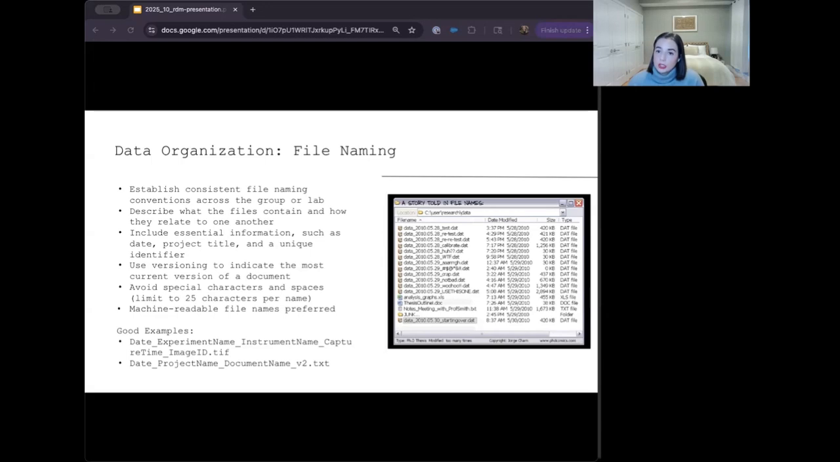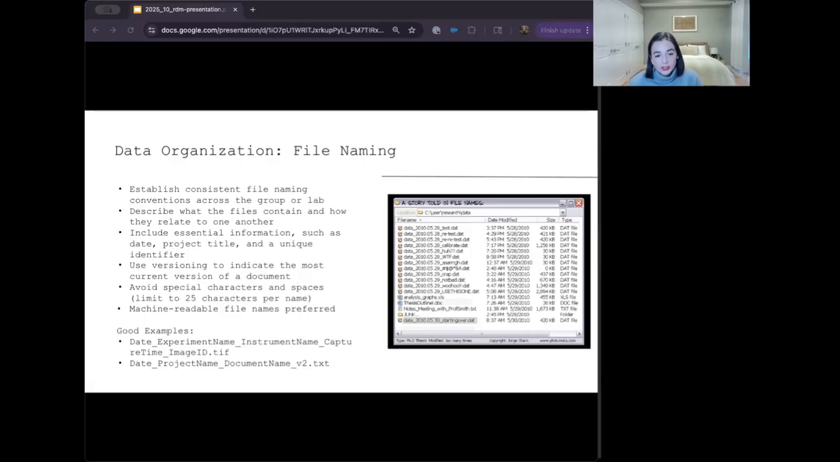Determine what information is vital to your project and data sets, and then build out the file names from there. It's going to depend on the workflow of your group and the project. Try and make sure that they are machine readable if possible. There are a couple good examples there on the bottom of the slide. As you can see, I used underscores instead of spaces because it's easier for machines to read.